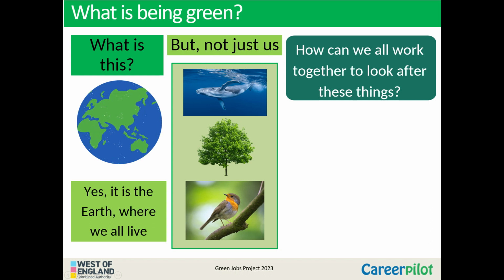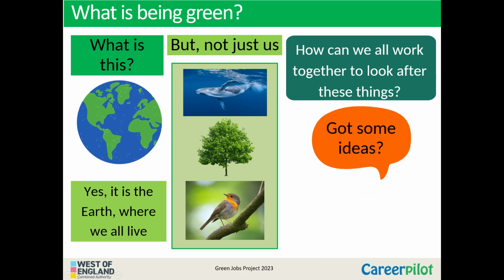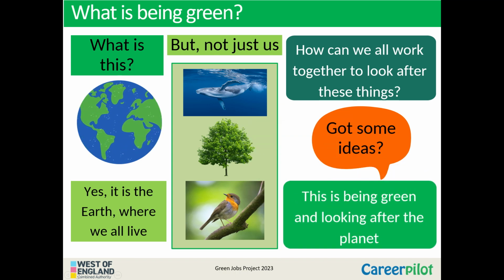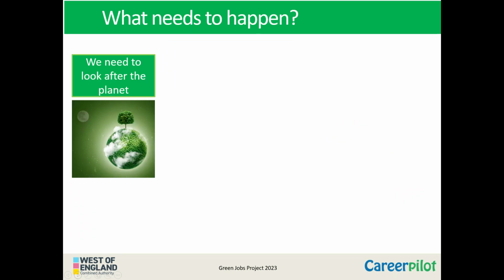So the question is, how can we all work together to look after these things? And it might be your students already have some ideas, they might be doing things already, they might have seen things happening. So it's a good idea to make a list of all those things to explore that topic. So this is what being green is really, looking after the planet. So everybody, all the birds and the trees and the humans, have got a healthy place to live going forward. But what needs to happen in order for that to be the case?